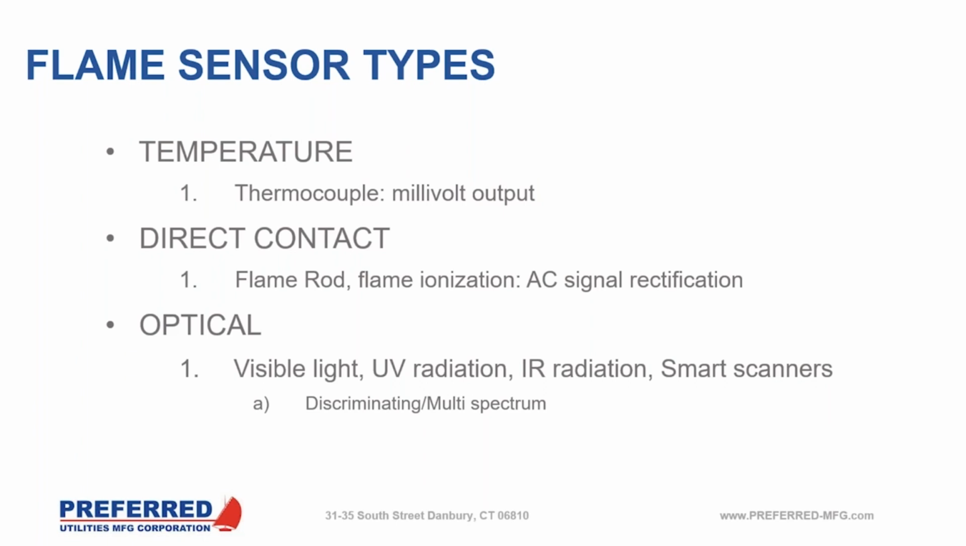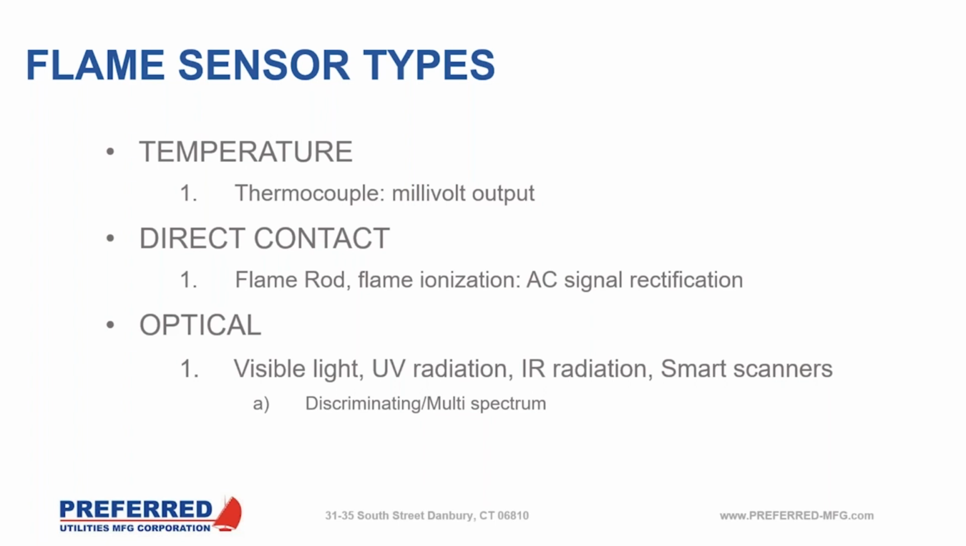The different types of flame sensors now. There's basically three types of sensors. You have the temperature sensor, which is a thermocouple. You have direct contact. You have optical. With the temperature sensor, the thermocouple, that's a millivolt output. What you have there is two dissimilar metals joined together, and that joint, depending on the temperature, will give us a millivolt output. That's going to be on smaller applications.